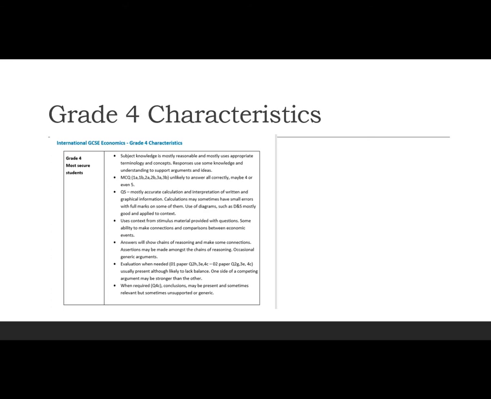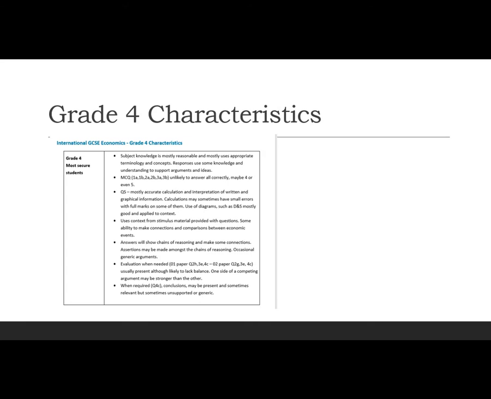Now, let's have a look at the grade 4. I'm sure many of you listening are not aiming for a grade 4, but we're going to have a look at it. How do we know whether you're a definite grade 4? Well, with multiple choice questions, you're unlikely to answer all of them correctly, maybe 4 or even 5. In terms of subject knowledge, it's reasonable, but it isn't great. Towards the bottom again, evaluation is usually present, but again, likely to lack balance. One side of a competing argument may be stronger.